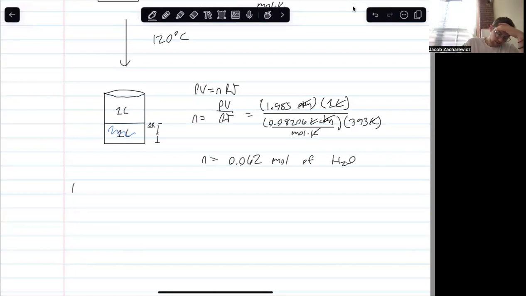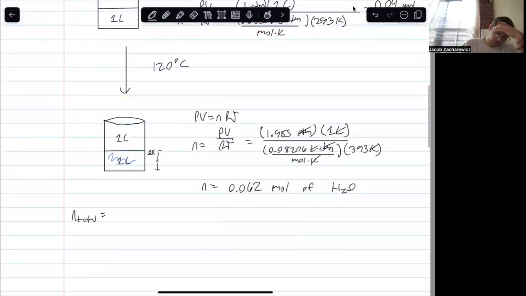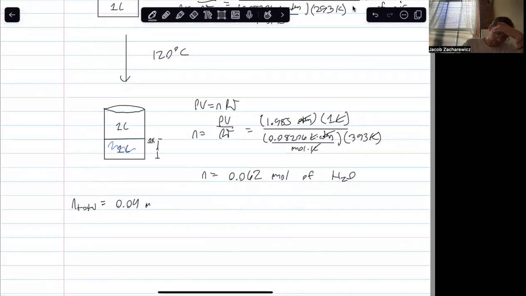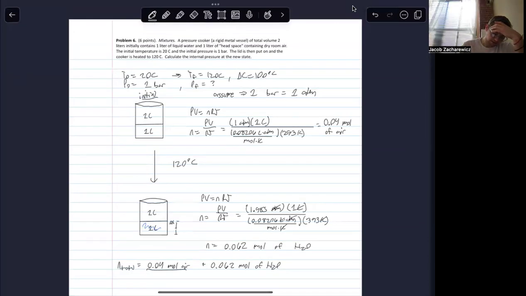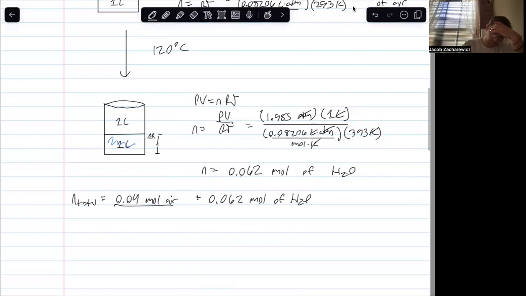Now, the total number of moles we have is simply 0.04 moles of air we found previously, plus the number of moles of H2O. If you wonder why it's still 0.04, it's because it is a closed rigid system, so the number of moles in the beginning equals the number of moles at the end. So 0.04 moles of air plus 0.062 moles of H2O gives us 0.104 total moles.